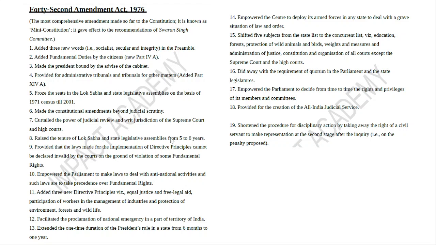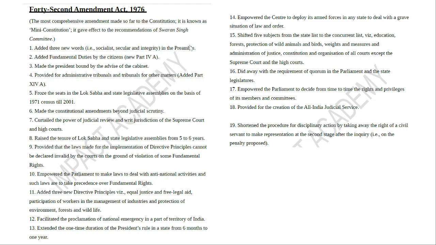It raised the tenure to 6 years, which was later cut down to 5 years in the 44th. It provided for creation of an All India Judicial Service, and shifted 5 subjects from the state list to the concurrent list. This is also very important: education, forest, protection of wildlife and animals, weights and measures, administration of justice. Okay, everything. It also added a balancing committee.